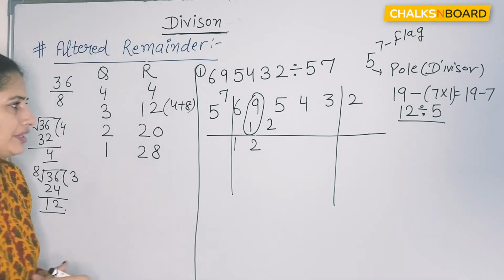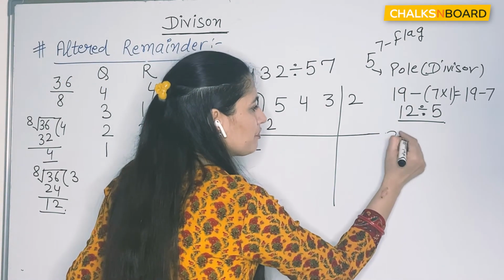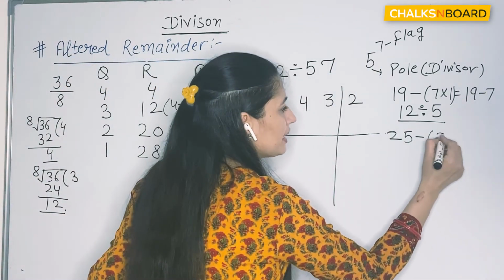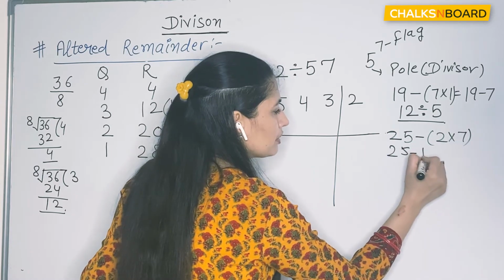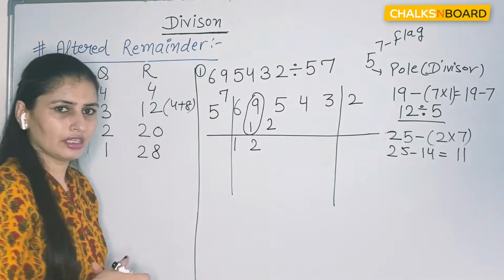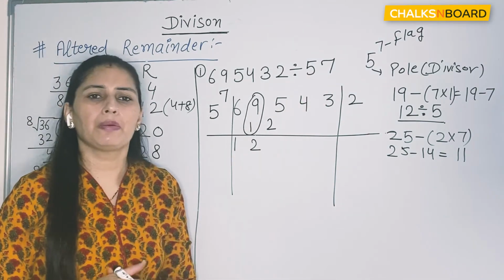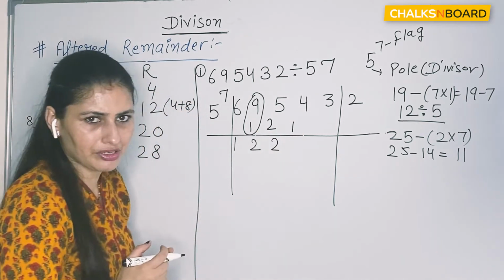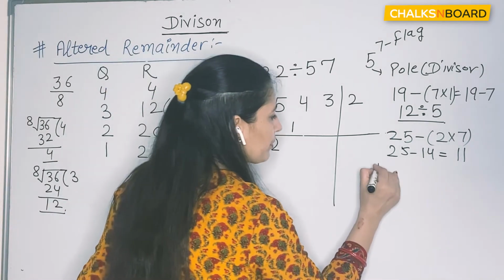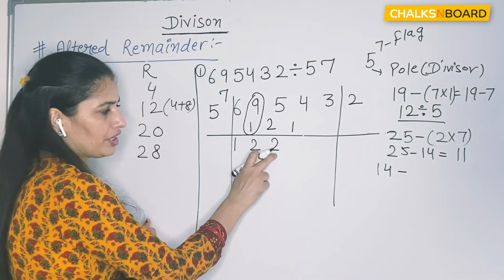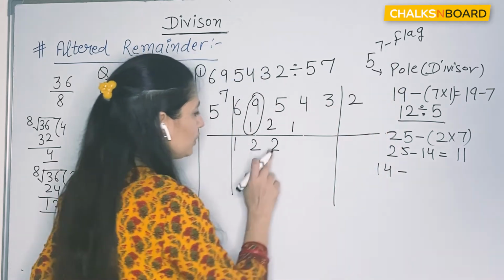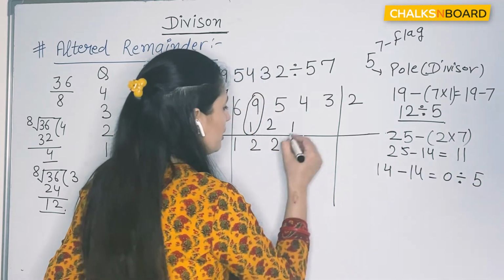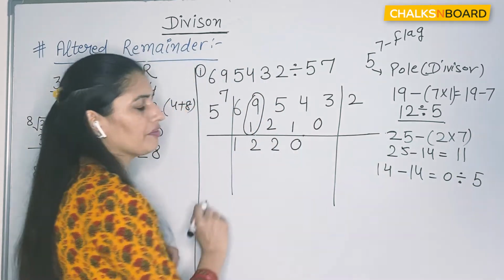Now next number is 25. So 25 minus multiplication 2 with flag, that is 14. 11 is our answer. And when we divide this 11 by 5, that is 5 2s are 10. 2 is our quotient and 1 is our remainder. So next number is 40. 40 minus multiplication of this 2 with the flag, that is 7 2s are 14, 40 minus 14 is 0. And when we divide this 0 by 5, 0 is our quotient and 0 is our remainder.